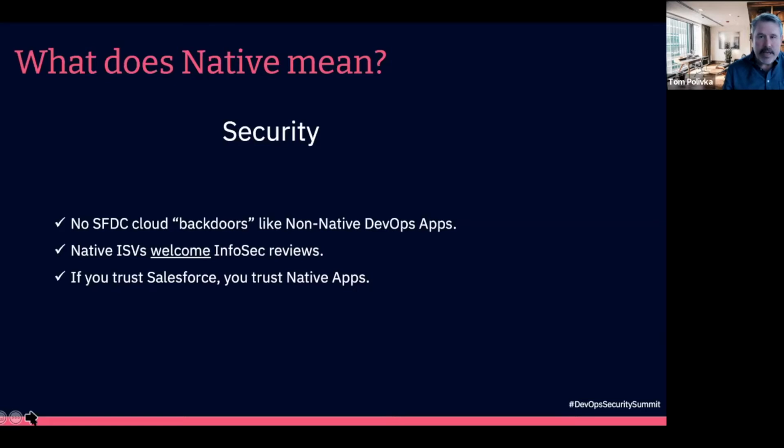It also means that if you're using a native ISV, they should welcome InfoSec reviews like we do. We walk into a customer's environment and we try to seek out that security review as fast as possible because we have no trouble getting by it. And finally, I assume that the other native ISVs out there say the same thing. If you trust Salesforce, then you should trust that native app because it is living really inside that Salesforce house, if you will.